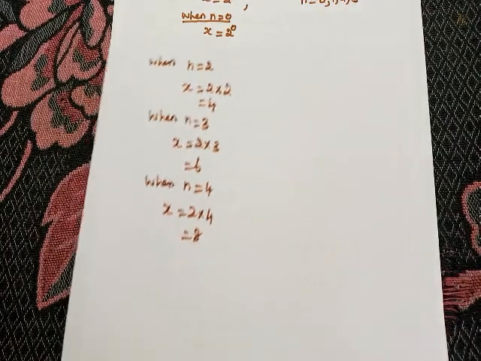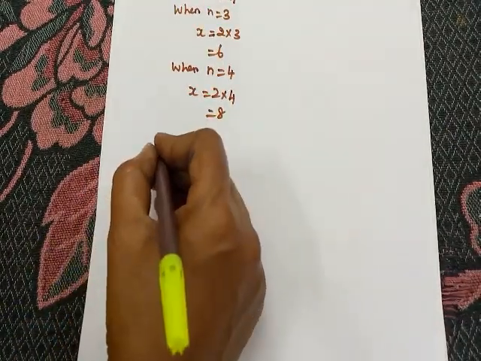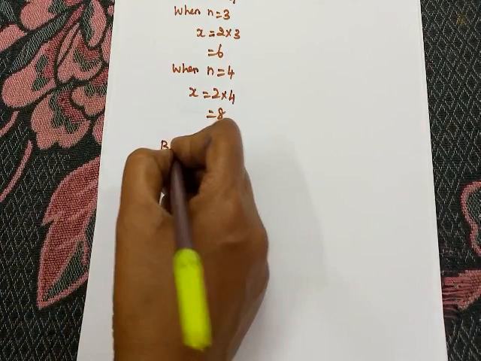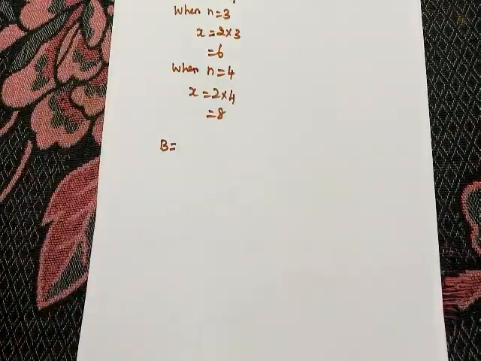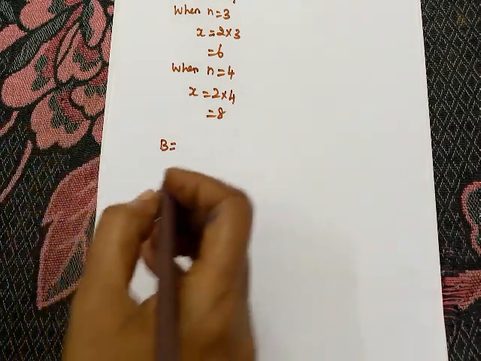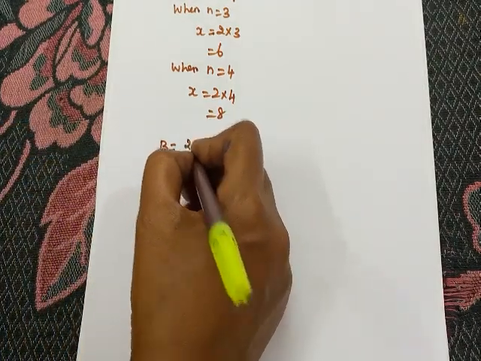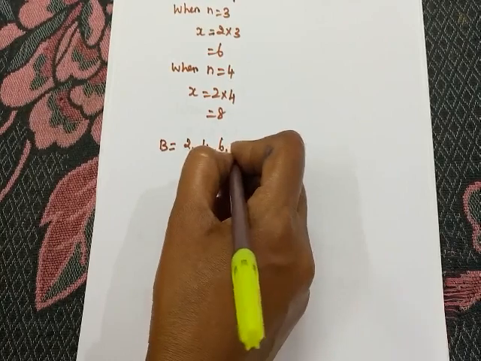Okay, so what are the values of B? Say when n is equal to 1, what value are we getting? When n is equal to 1, we are getting 2, is it? So B is 2 comma 4 comma 6 comma 8.